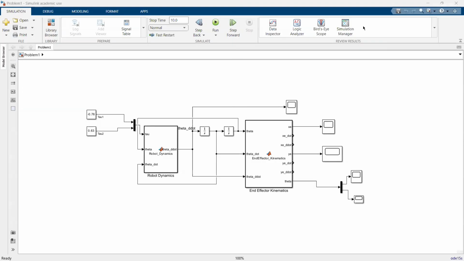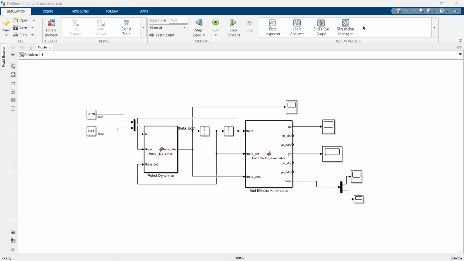I'm going to explain problem one, which is the open loop simulation of a 2 degree of freedom robot manipulator. First, we apply two constant torques to the robot joints, which are minus 0.76 and 0.63 Newton meter.